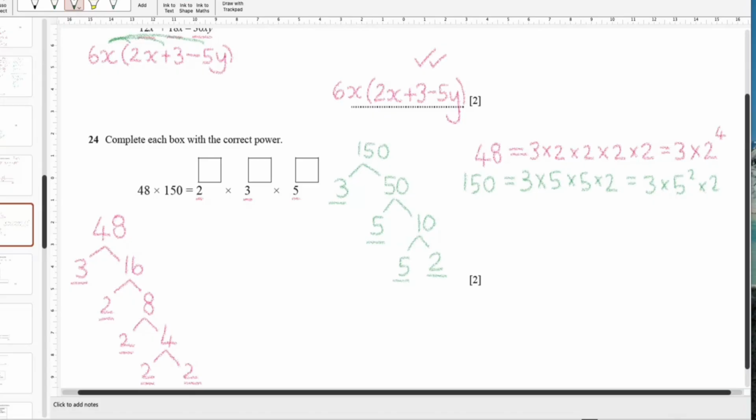Okay, so now let's see how many 2's do we have. 1, 2, 3, 4, 5. We have 5 2's in total, so I'm going to add a 5 over here. How many 3's do we have? 1, 2. We have 2 3's, so I'm going to add a 2 over here. How many 5's do we have? 1, 2. We have 2 5's, so I'm going to add a 2 over here. So 48 times 150 is equal to 2 to the power of 5 times 3 to the power of 2 times 5 to the power of 2.